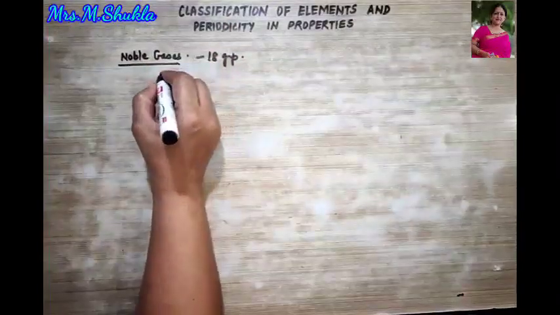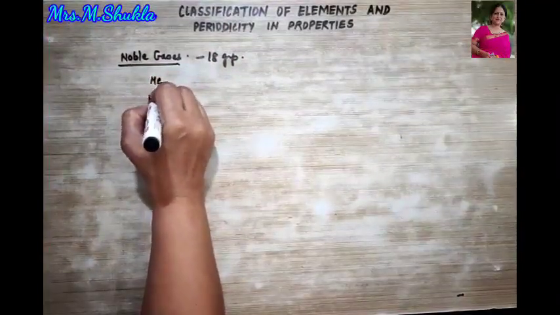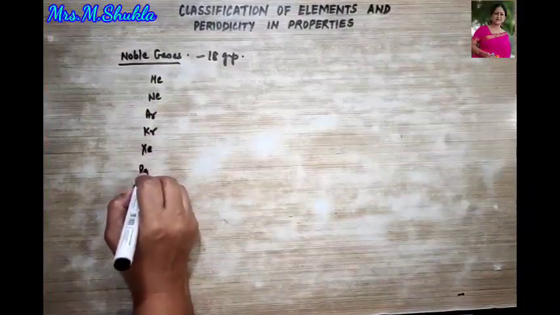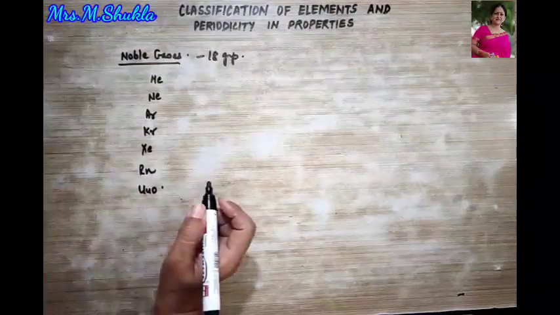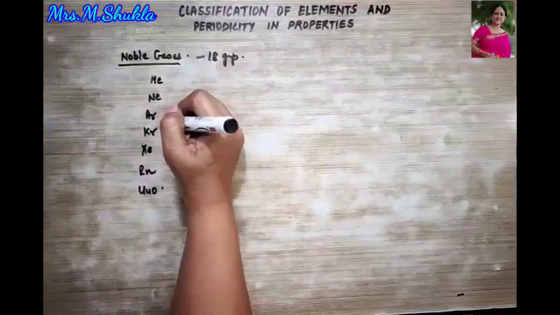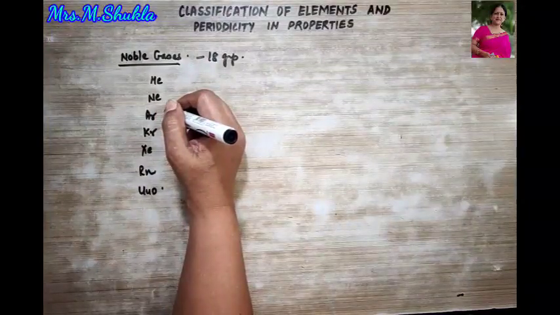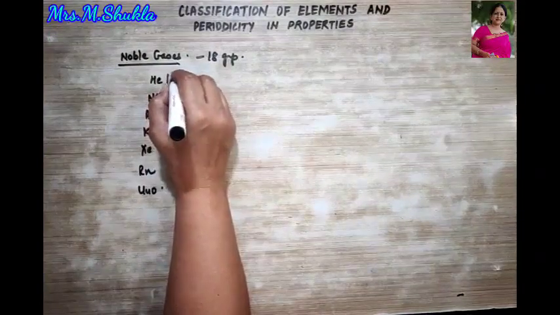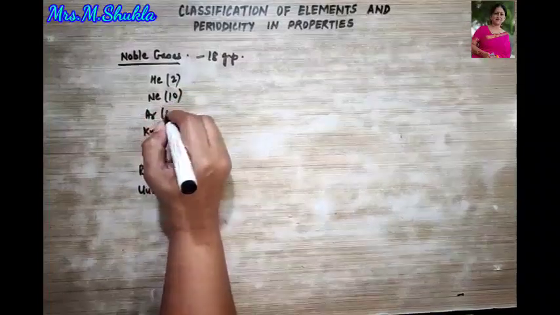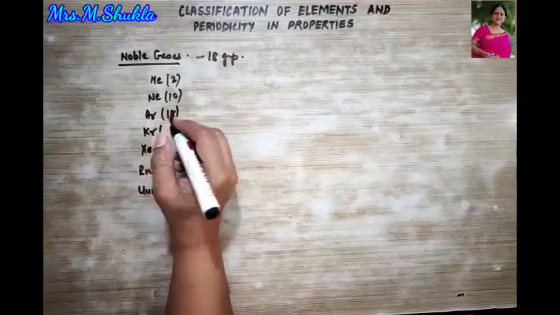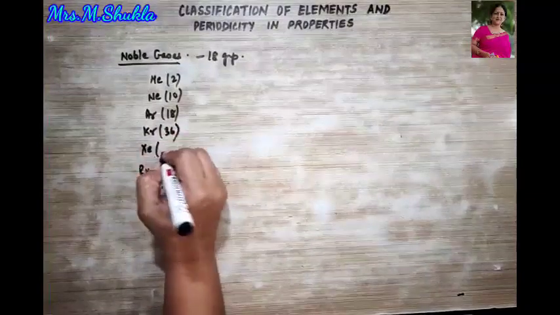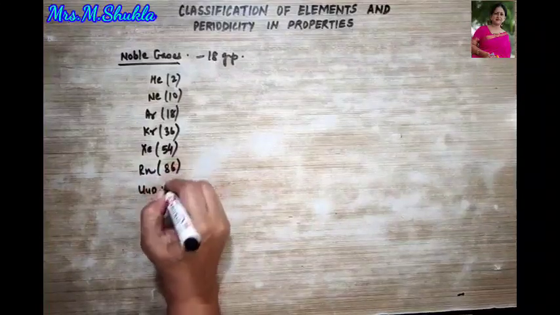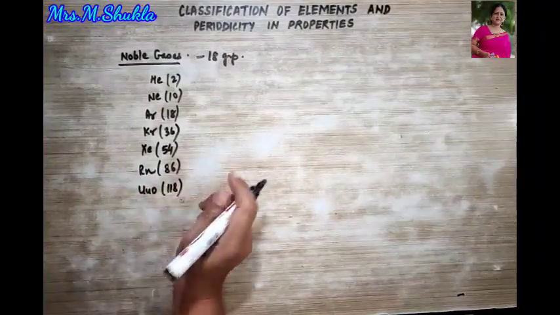Their valency is 0. So chemically they are inert in nature, right? So what are some of the examples? Like helium, neon, argon, krypton, xenon, radon, and oganesson. Okay, so you need to remember their atomic numbers, otherwise you will not be able to do the electronic configuration. So helium is 2, neon is 10, argon is how much? 18, krypton is 36, then xenon is 54, radon is 86 and this is 118, the last element, right?